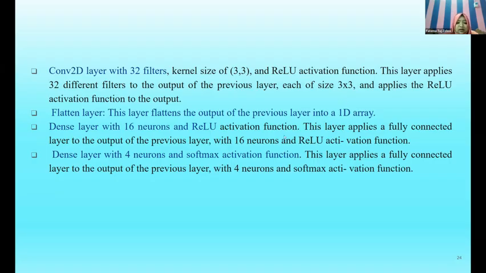A dense layer with 16 neurons and ReLU activation function applies a fully connected layer to the output of the previous layer. Then comes the dense layer with 4 neurons and softmax activation. This layer applies fully connected layers to the output of the previous layer with 4 neurons and softmax activation.